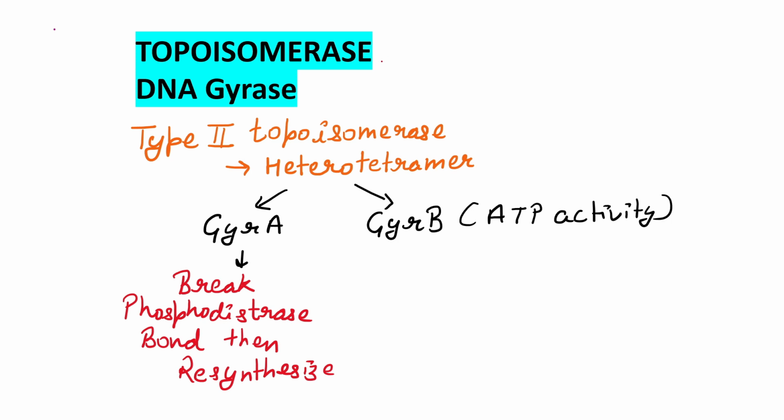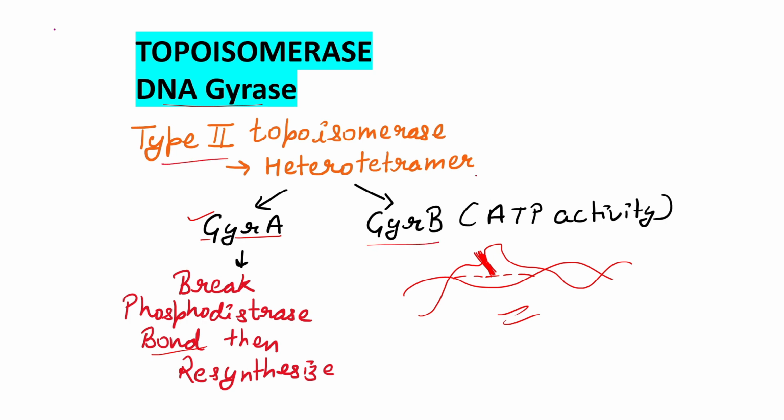So we will further study topoisomerase. DNA gyrase, a type 2 topoisomerase, is a heterotetramer, made up of gyrase A and gyrase B. Gyrase A is responsible for breaking the phosphodiester bond. So what will happen if there is a supercoil somewhere over here? It will first break this bond, then attach these two strands in a proper manner and release the supercoiling. In type 2 topoisomerase, gyrase B helps in ATPase activity. That is, it provides ATP energy to break this bond. So gyrase A is responsible for breaking the bond, and gyrase B is responsible for the ATP energy which is required.